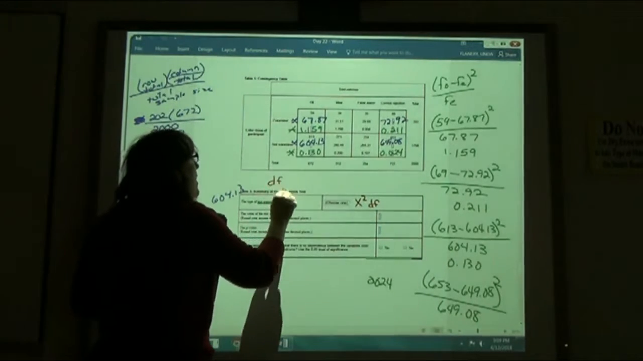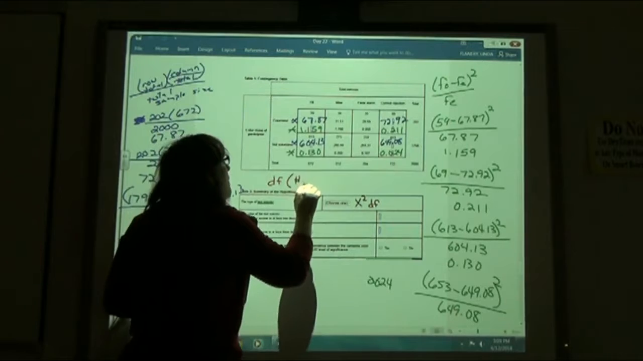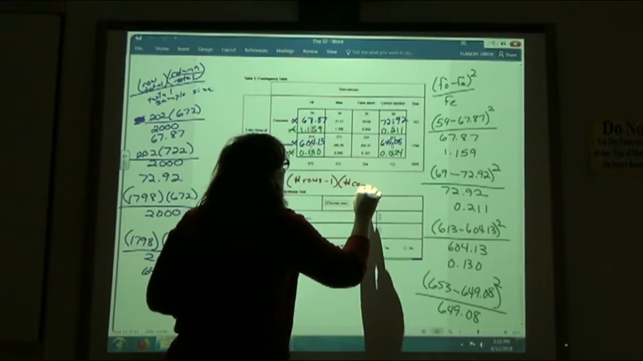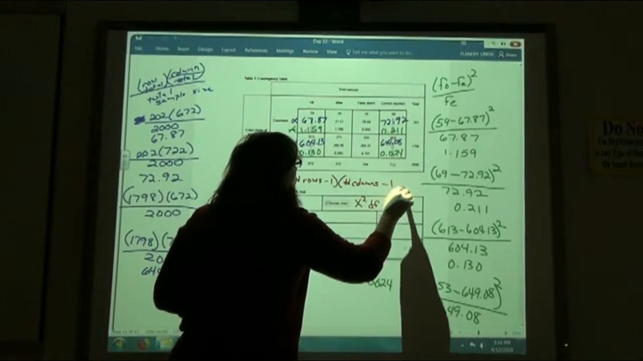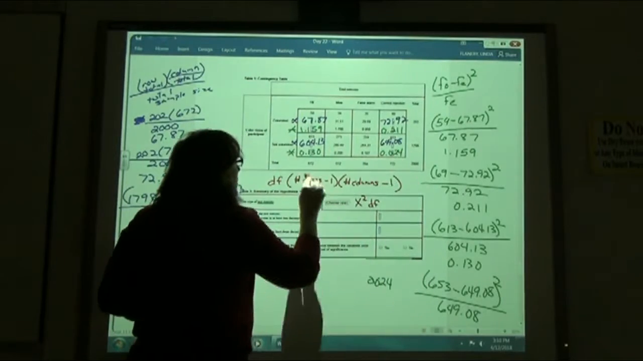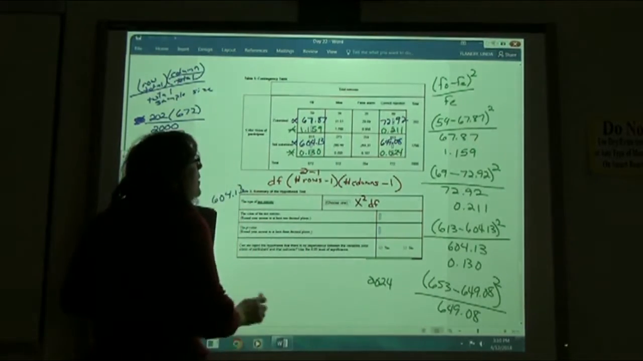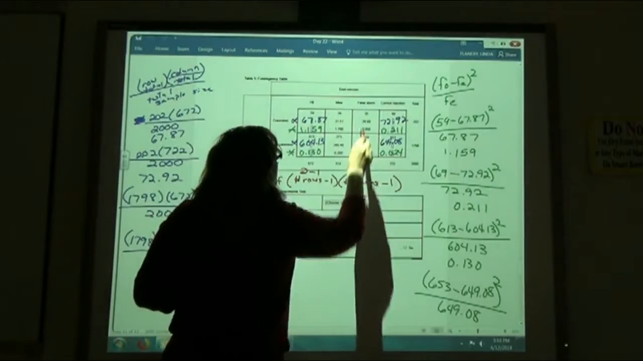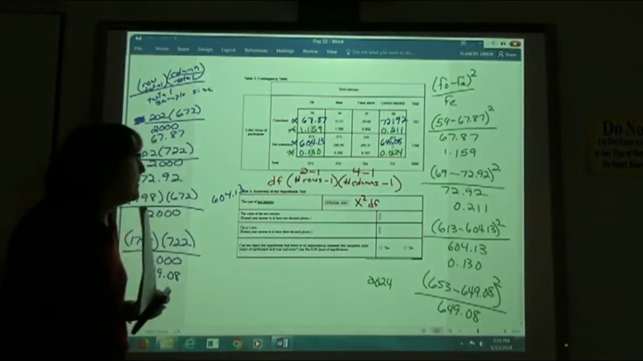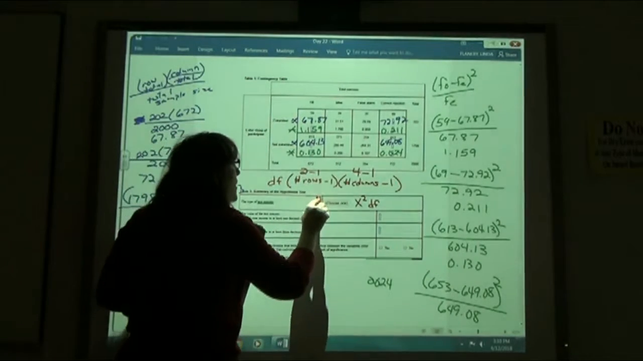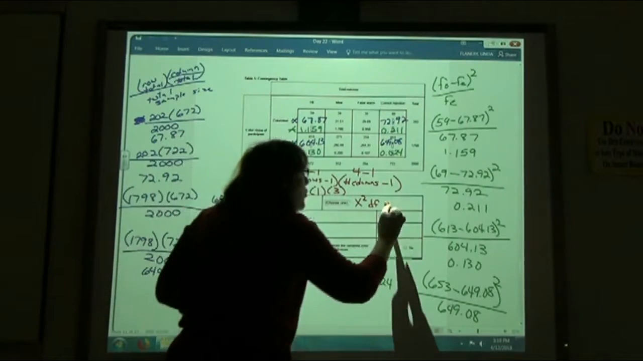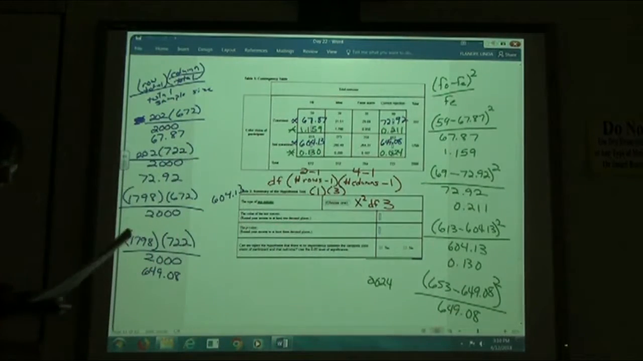The degree of freedom is the number of rows minus 1 times the number of columns minus 1. We have 2 rows, so 2 minus 1. We have 1, 2, 3, 4 columns, so 4 minus 1. So 2 minus 1 is 1, 4 minus 1 is 3, and 1 times 3 gives me 3 degrees of freedom.